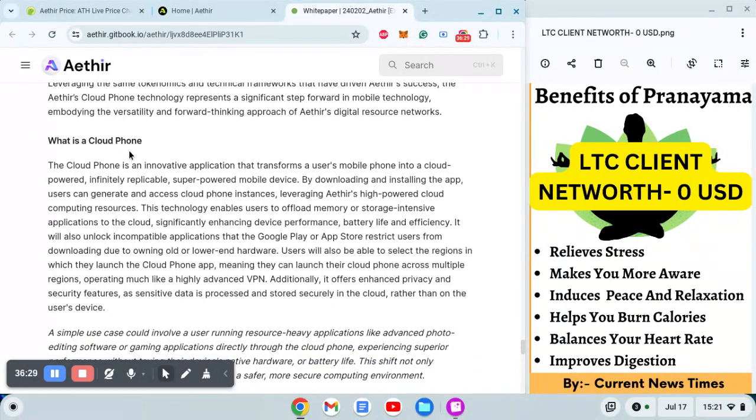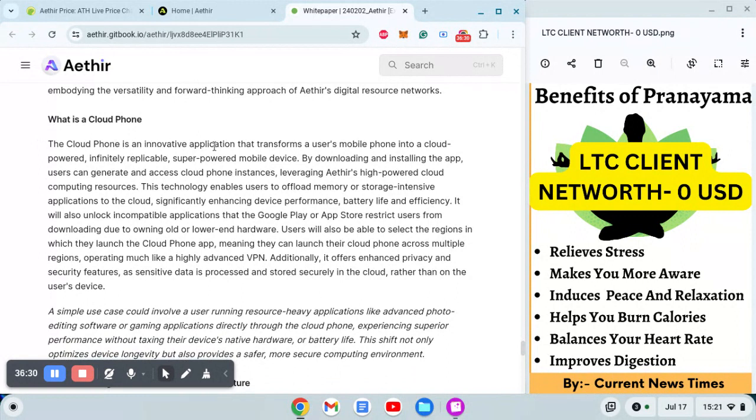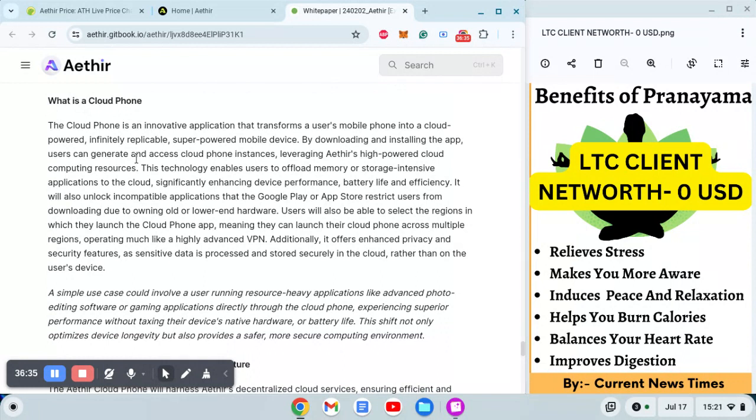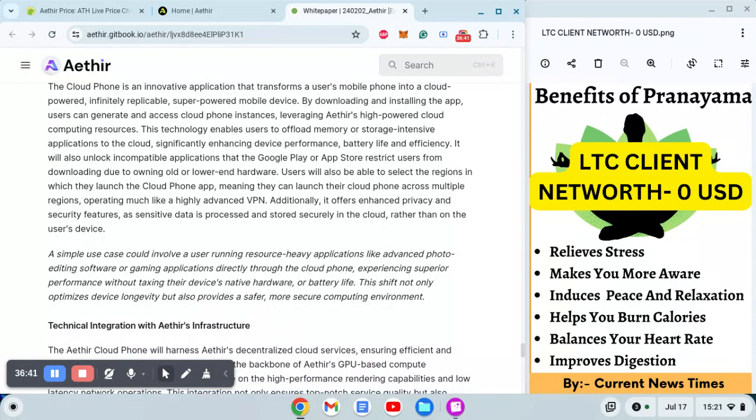What is the cloud phone? The cloud phone is an innovative application that transforms a user's mobile phone into a cloud powered, infinitely replicable, super powered mobile device. By downloading and installing the app, users can generate and access cloud phone instances leveraging Aethir's high powered cloud computing resources. This technology enables users to offload memory or storage intensive applications to the cloud, significantly enhancing device performance, battery life, and efficiency.